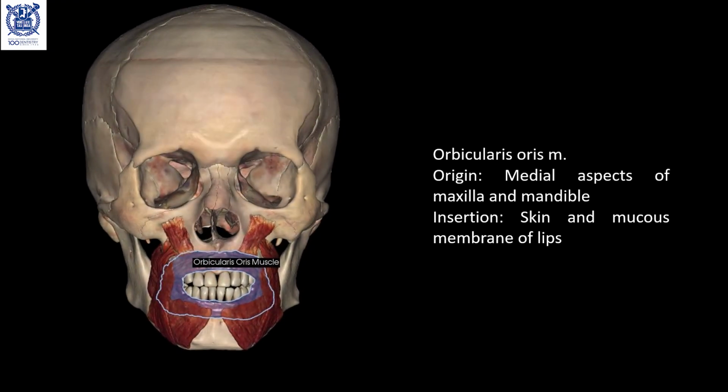Orbicularis oris muscle. It is a complex of muscles in the lip that encircles the mouth. It is a sphincter or a circular muscle, but it is actually composed of four independent quadrants that interlace and give only an appearance of circularity. It is also one of the muscles used in playing all brass instruments and some woodwind instruments. This muscle closes the mouth and puckers the lip when it contracts.